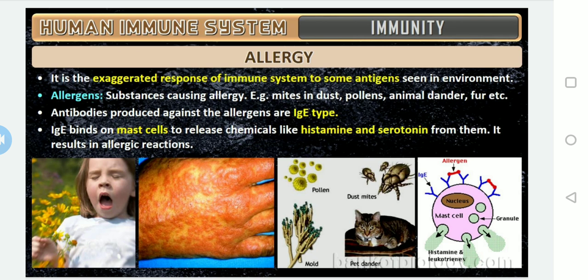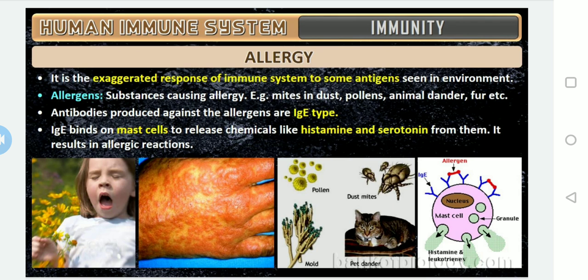And I told you in the last class clearly, IgE is produced during allergic reactions. So what is that exactly? The antibodies produced against the allergens are called IgE. The common allergens are generally dust, pollen, animal dandruff or dander, the mites in the dust, pollen, and animal fur.